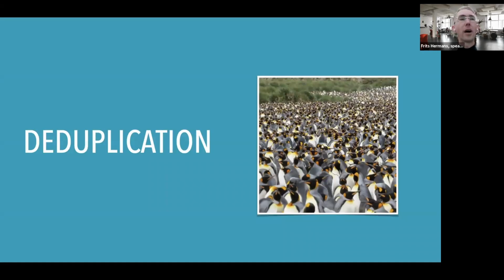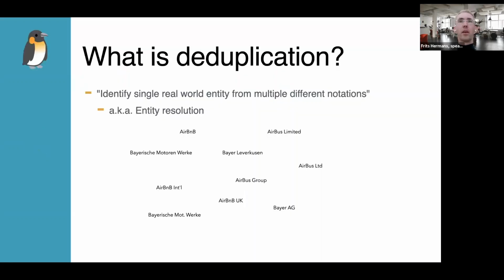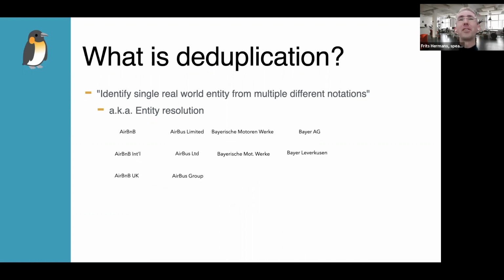Before we jump to the package, I would like to first explain a bit about what deduplication means. The task of deduplication is basically to identify the single real-world entity from different notations. Another word for deduplication is entity resolution. On the screen, you see 11 company names in different representations, but they are not 11 different companies. Actually, when you apply deduplication, you see that there are basically 3 different companies. This is what humans are very good at and what's also useful to let computers do.